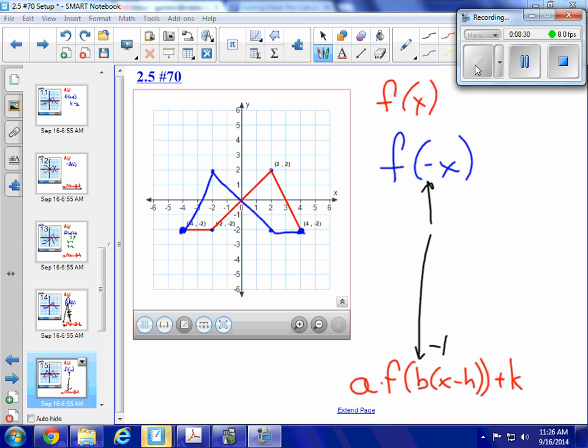I have flipped my red graph over the y-axis. So this negative sign here inside the function flips it over the y-axis. The negative sign outside the function flips it over the x-axis.